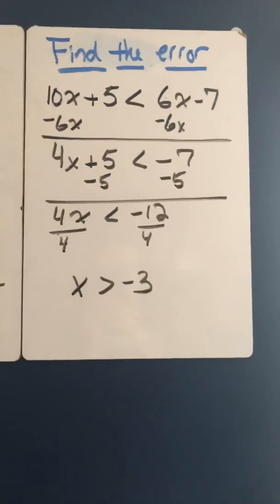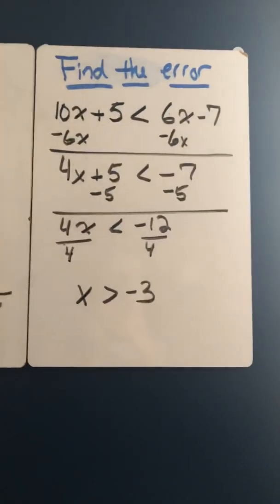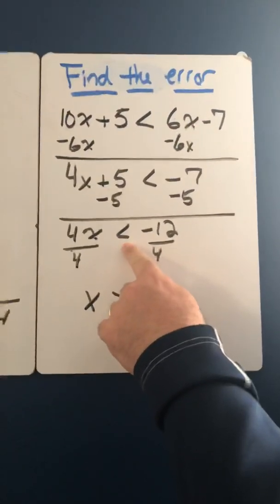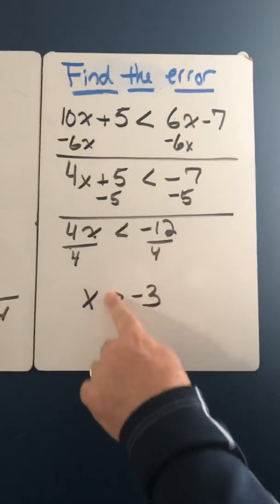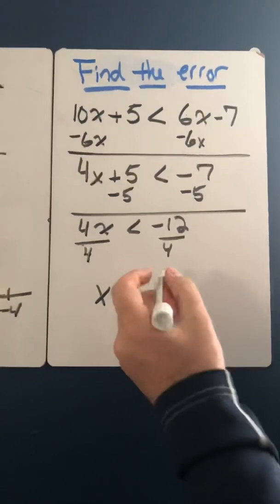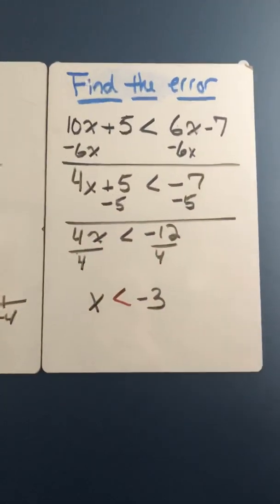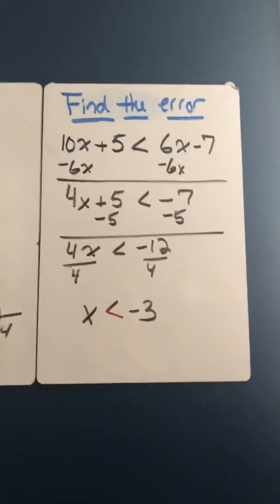Okay, I'm back. Here's my mistake. Right here at the very end of the problem, I flipped the inequality symbol, and I should not have. Because I'm dividing by 4, that's a situation where I don't flip. So hopefully you found that error.